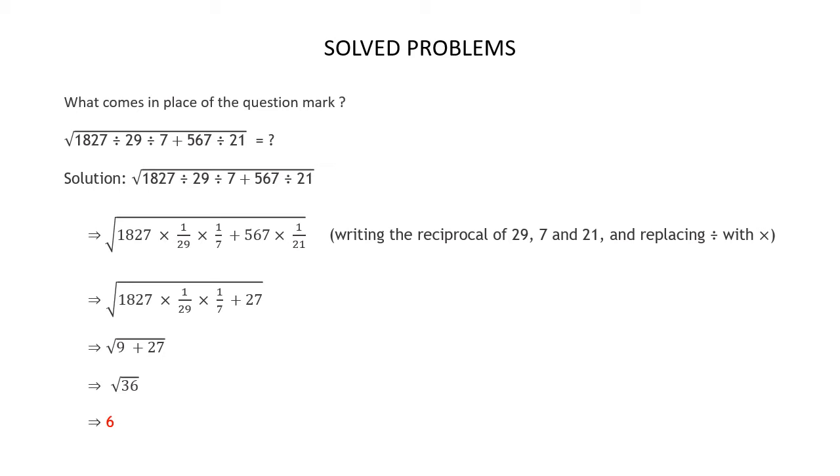Now 1827 divided by 7 is 261 and 261 divided by 29 is 9. So now you get the expression as square root of 9 plus 27. 9 plus 27 is 36. So finally you get square root of 36, which is 6. So when you simplify this expression, you'll get 6 as the answer.